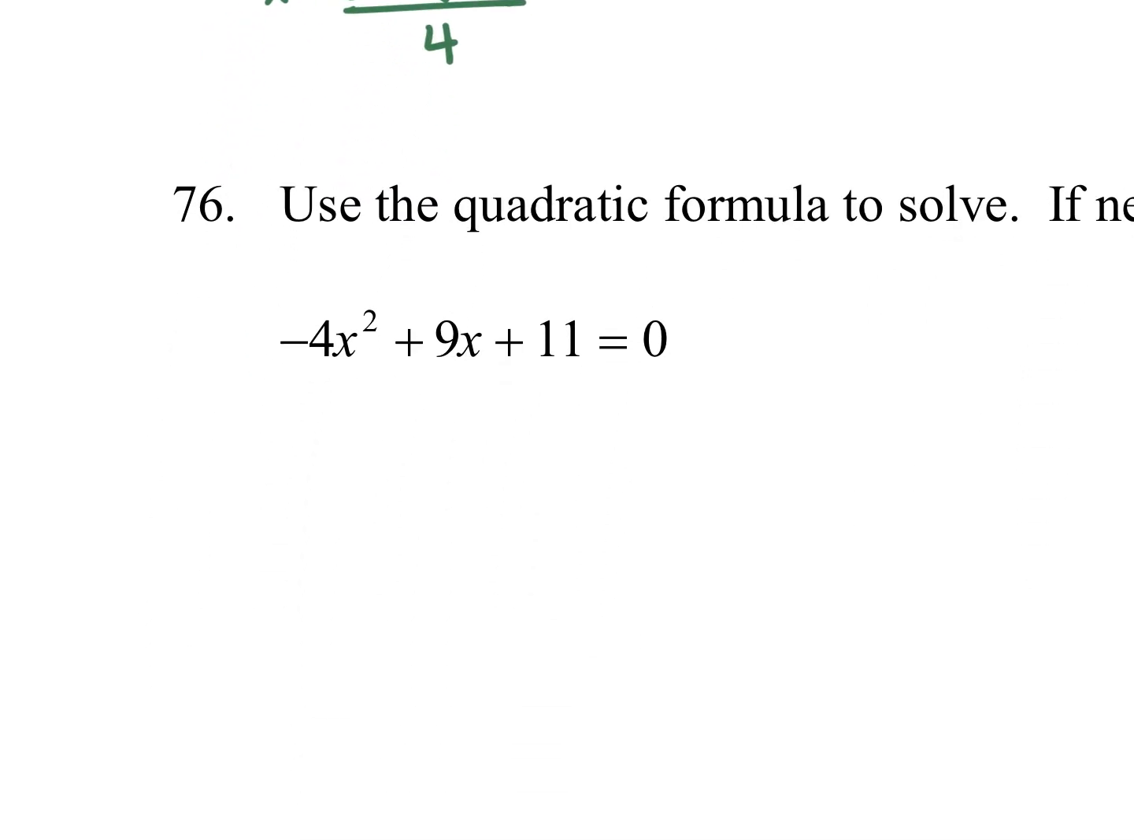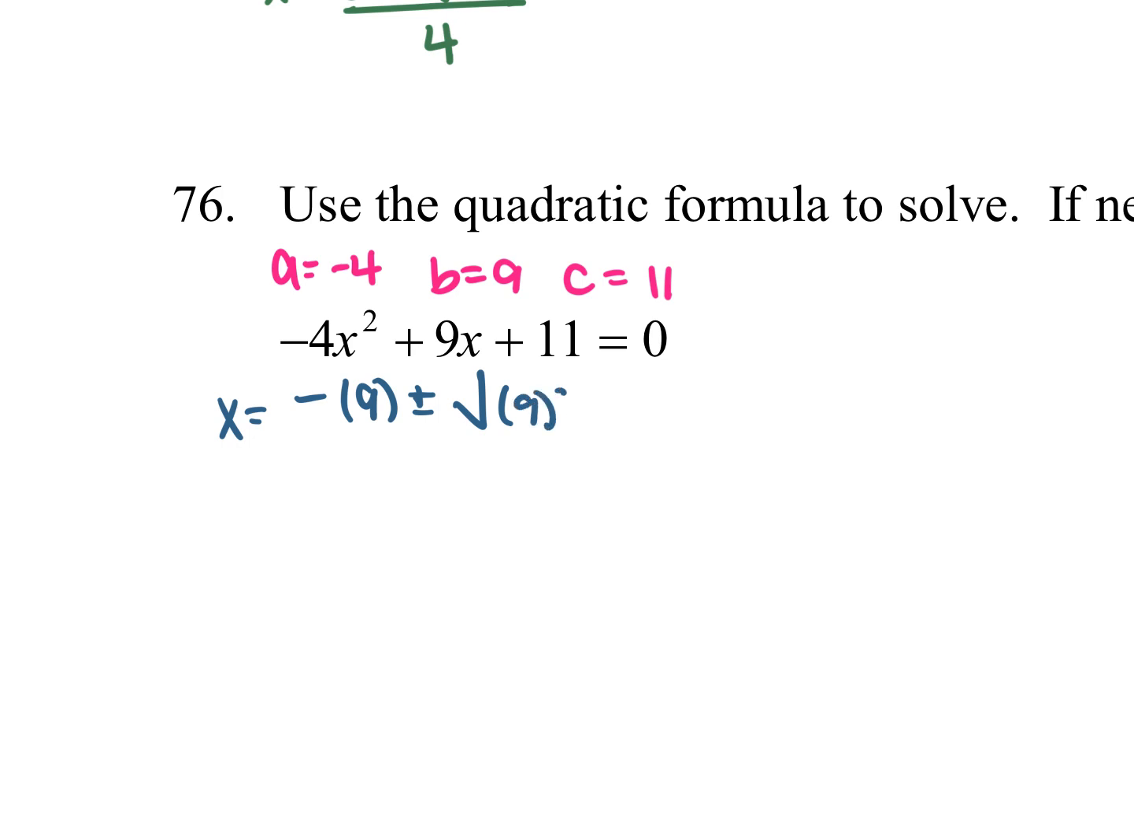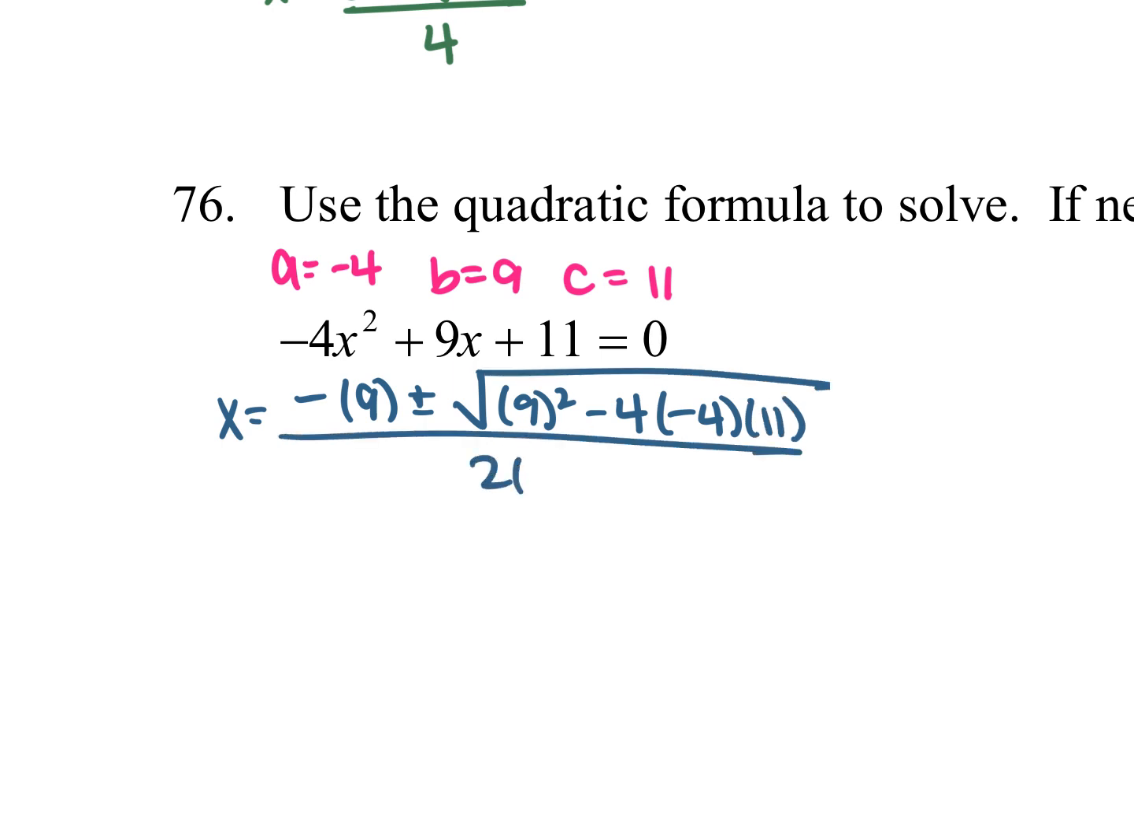Same thing with number 76. On this one, your a is negative 4, b is 9, c is 11. So we're going to have x is equal to negative 9 plus or minus the square root of 9 squared minus 4 times negative 4 times 11, all over 2 times negative 4.